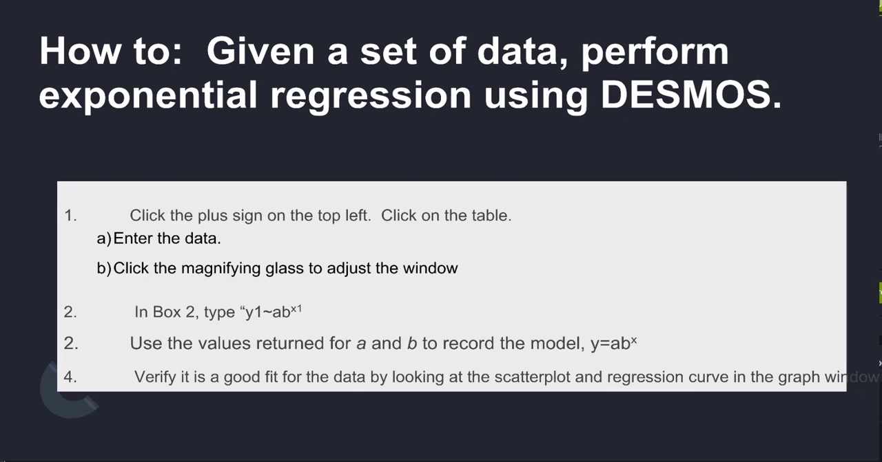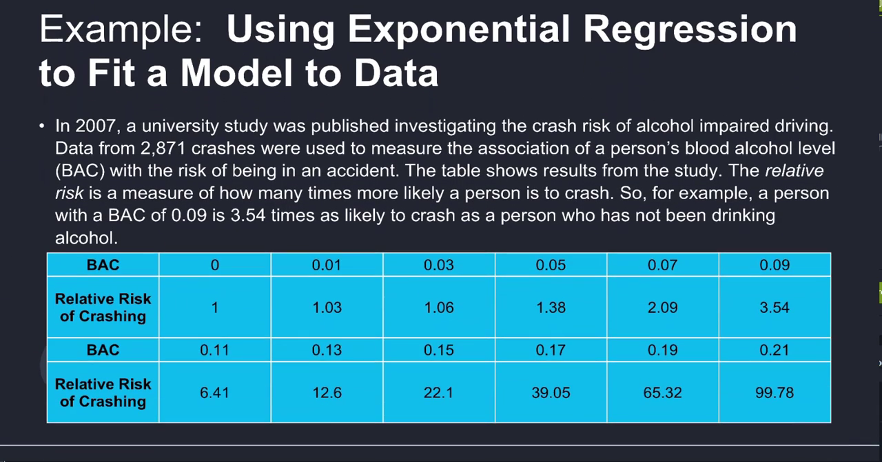And then this one is easier than the TI-84s to verify that there's a good fit between the regression model and the scatter plot. So Desmos, as you know, is very visual because you can see the equation on one side of the screen and then you can see the graph on the other. All right, so let's look at an example. Using exponential regression to fit models to data.